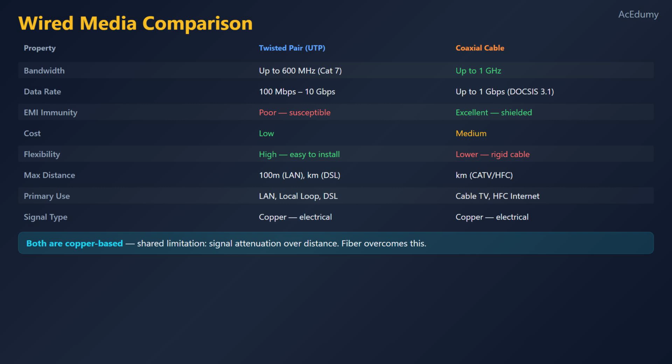Both twisted pair and coax are copper-based and share the fundamental limitation of signal attenuation over distance. In the next lecture group, we will explore wireless transmission, microwave links with their free space loss calculations, and technologies like MMDS, LMDS, and WLAN. Later, we will also cover satellite and fiber optic communications, completing our survey of all major transmission media.